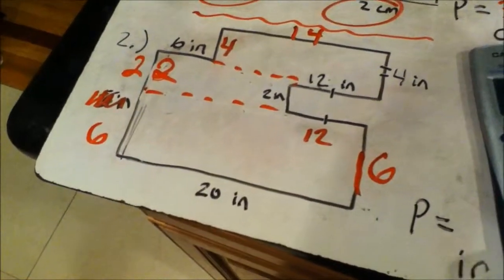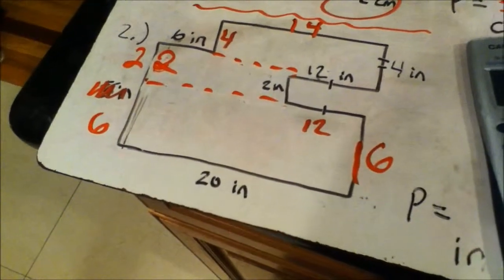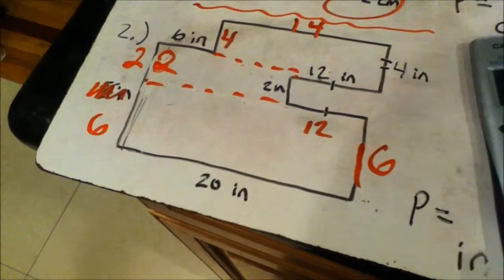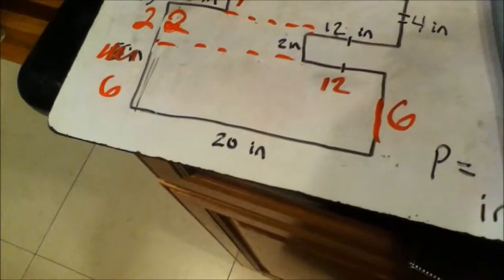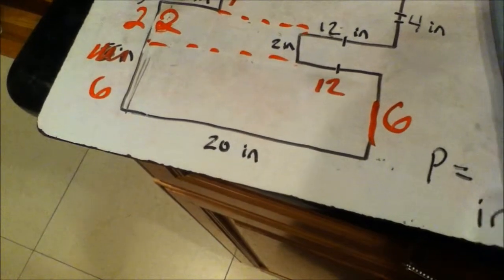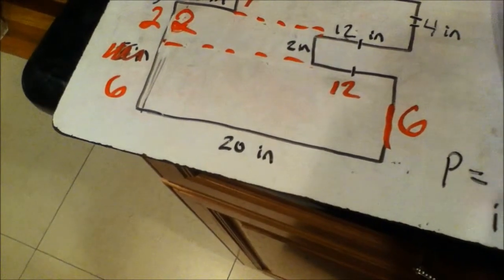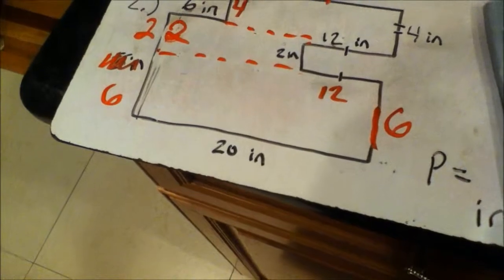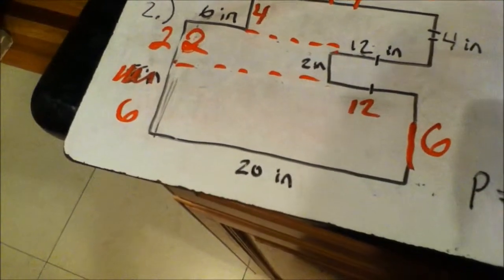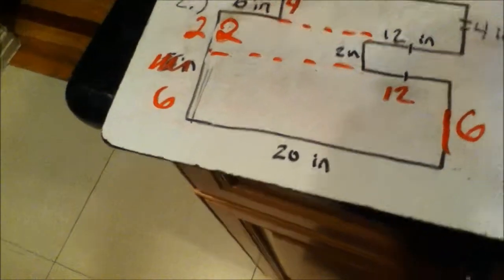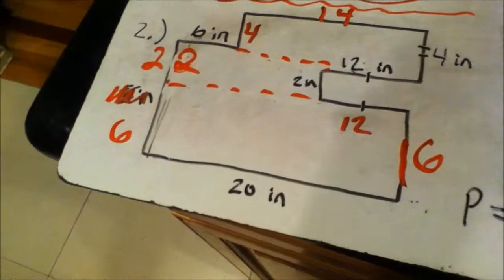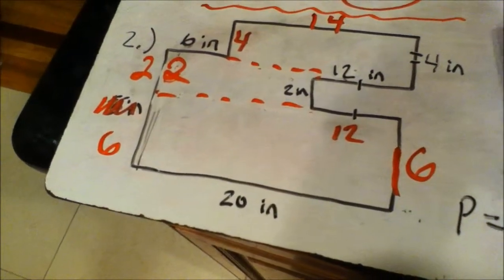14 plus 4 plus 12 plus 2 plus 12, 16 plus 20 plus 8. Oh, that was not 16. 6 plus 2 equals 8. Plus 8. Plus 6. Plus 4. My answer is 88.